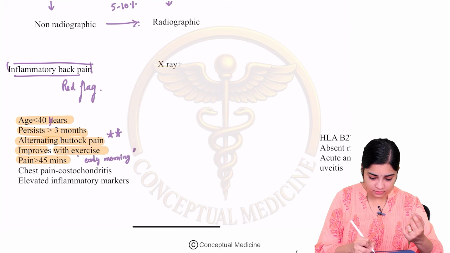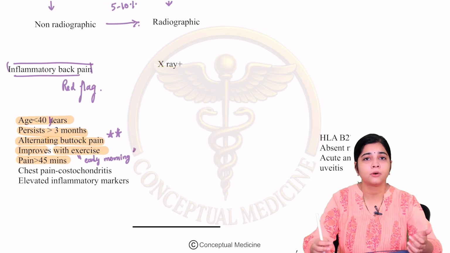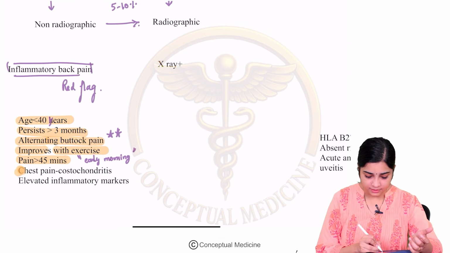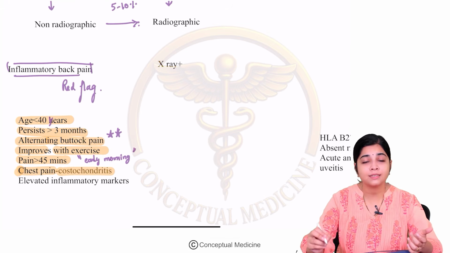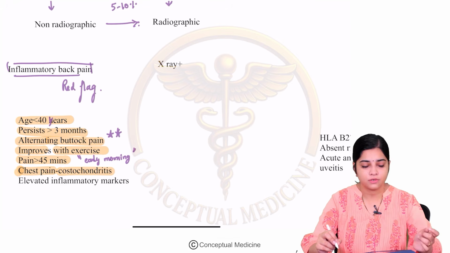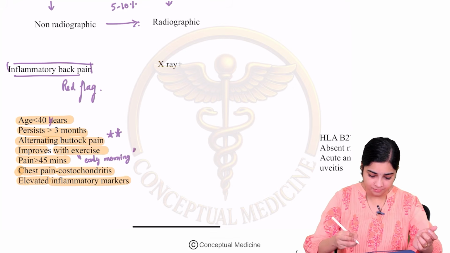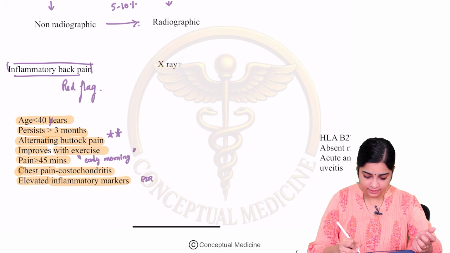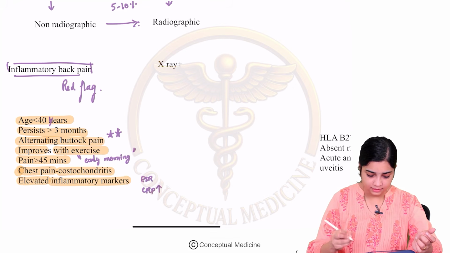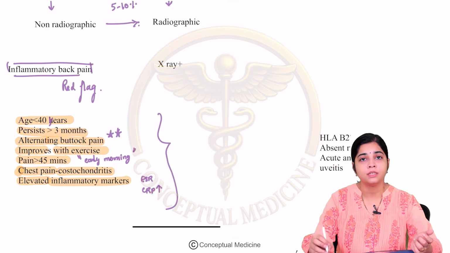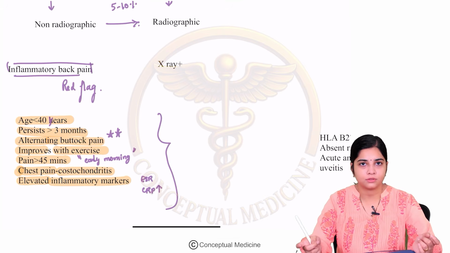Okay, so this is also associated with early morning back pain, so much so that they can also wake up from sleep. And sometimes it can be associated with chest pain, which means that there is evidence of costochondritis. And of course, presence of elevated inflammatory markers. So your ESR and your CRP are elevated. Okay, so this becomes very important whenever you take history for a patient with suspected spondyloarthropathy.